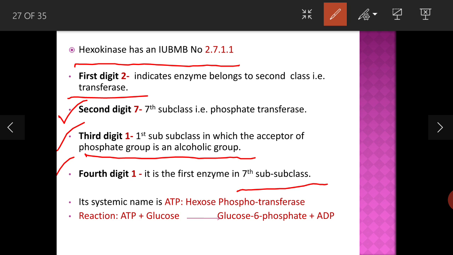So that is how enzymes are named by this IUPMB system. Its systematic name is ATP:hexose phosphotransferase, and the reaction it catalyzes is the conversion of glucose into glucose 6-phosphate, where ATP gives the phosphate, so ATP is converted to ADP. This is the reaction catalyzed by hexokinase. This is how we name the enzymes.